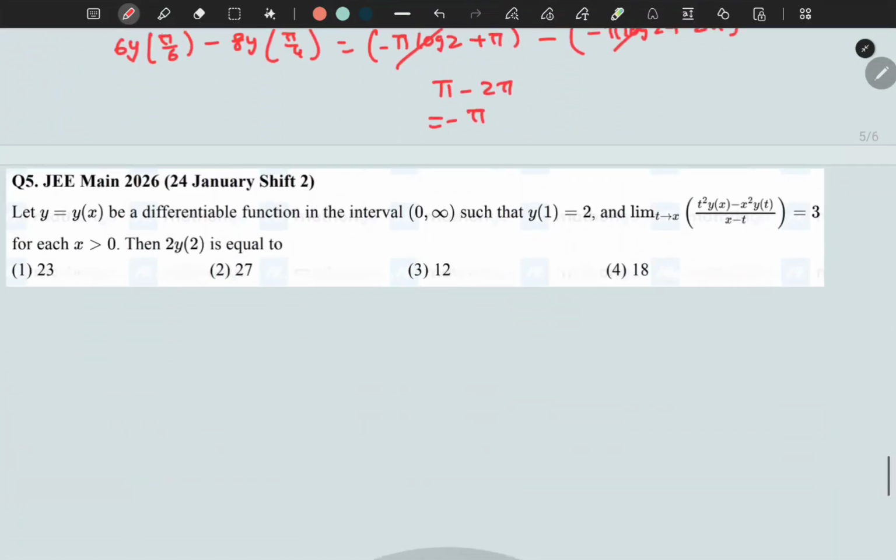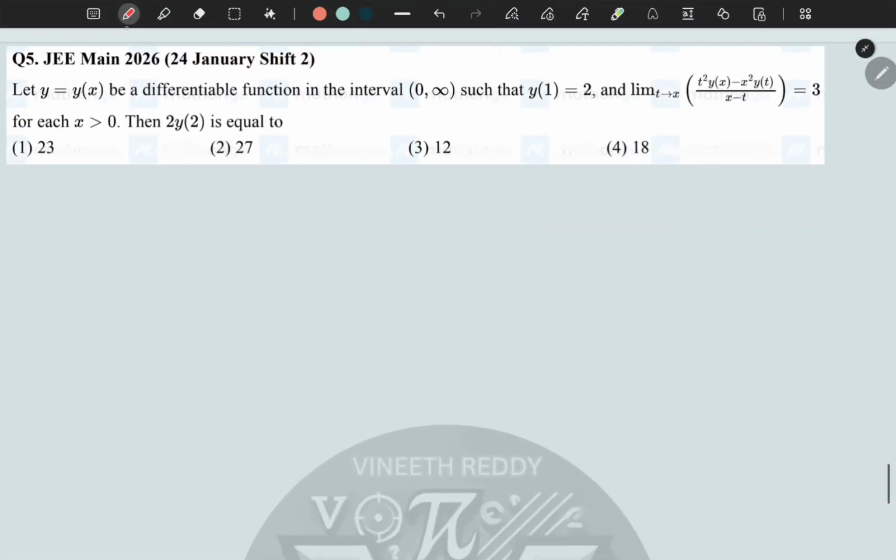Perfect. Now let us go to the next question. Next question, it says let y = y(x) be a differentiable function in the interval, such that when x is 1, y is 2.